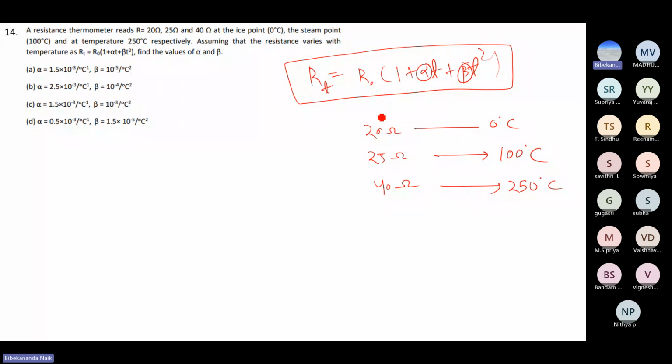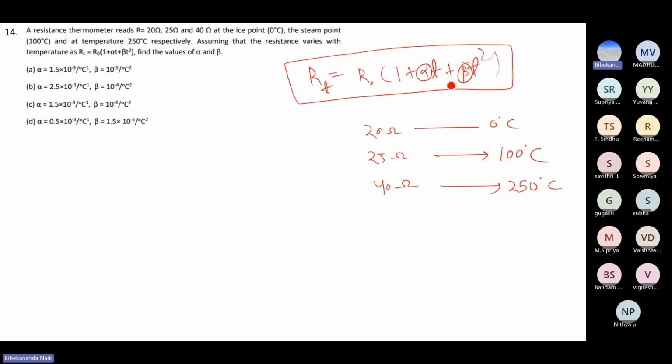So we know R0 is 20 ohm, and we have two other values, 25 ohm and 40 ohm. If you put the values in the equation, T is 100 degrees Celsius and R is 25 ohm, then there will be one equation coming out of it. And from this same relation, when we put 250 degrees Celsius and the resistance is 40 ohm, there will be another equation. So there are two equations and there are two unknowns also, alpha and beta. So by solving these two equations, we can easily calculate alpha and beta.